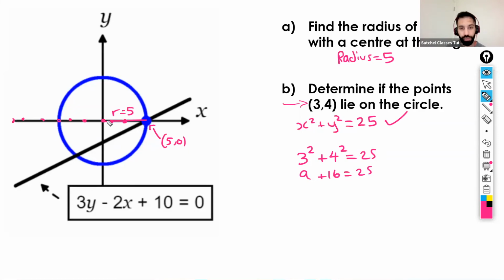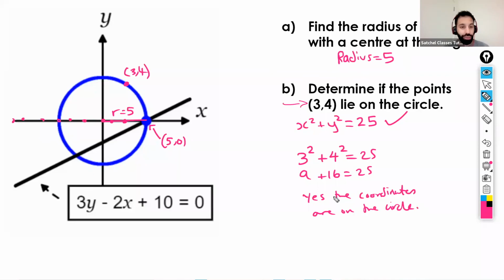So the point 3, 4 would be somewhere along here, where we go 3 across, 3 to the right, and 4 up. So determine if the points lie on the circle. These are the workings out that we need to do. And we can say, yes, the coordinates, or points, doesn't really matter, are on the circle.